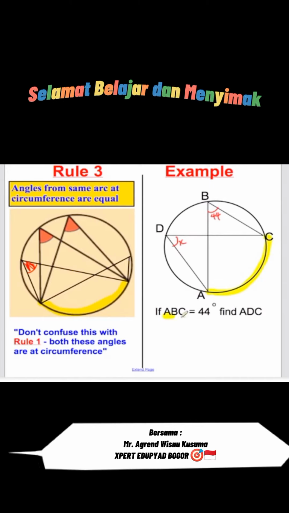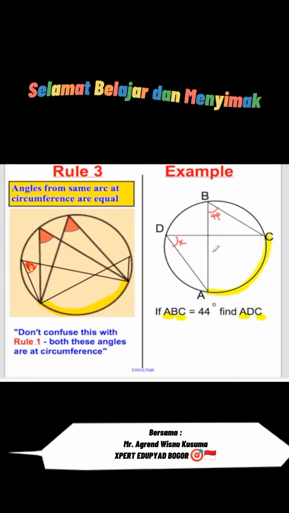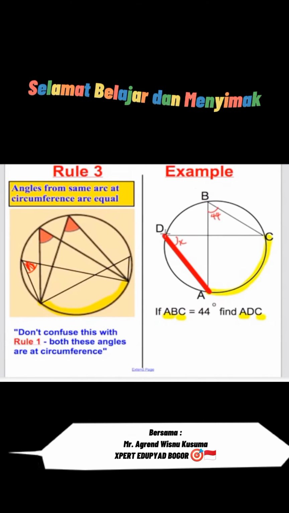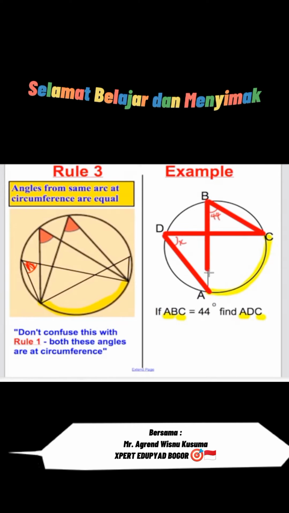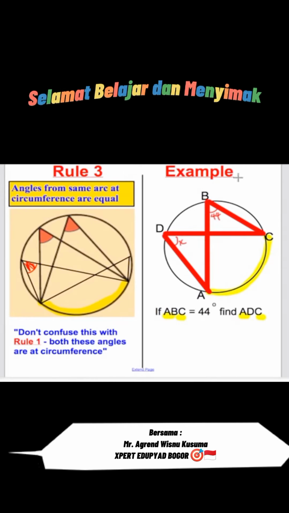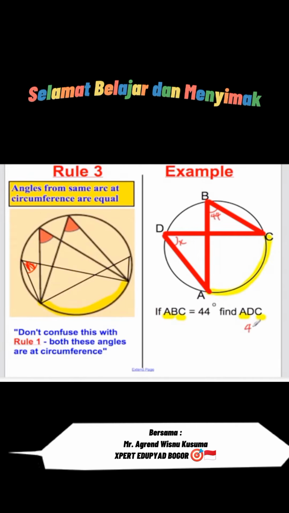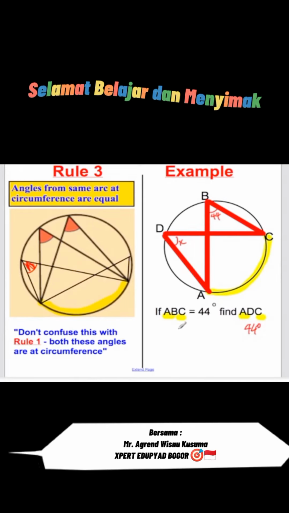Because we've got an A and a C and an A and a C, our arc is AC. So, drawing out lines from here just to show you, that is coming from that arc, and also the 44 is coming from that arc. So X must equal 44. So the angle we're trying to find must also equal 44, because angles from the same arc at the circumference are equal.